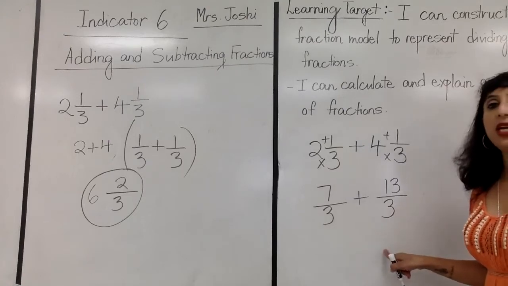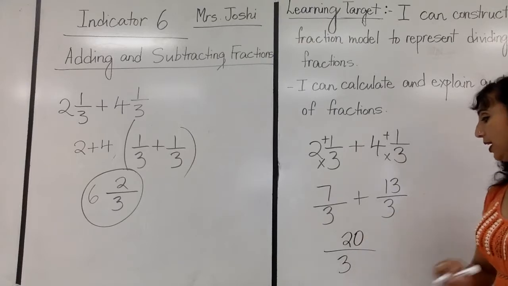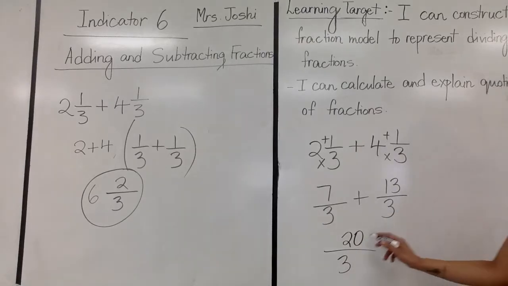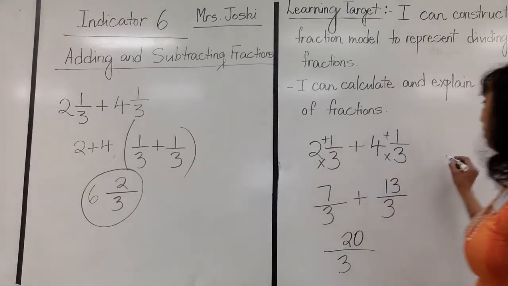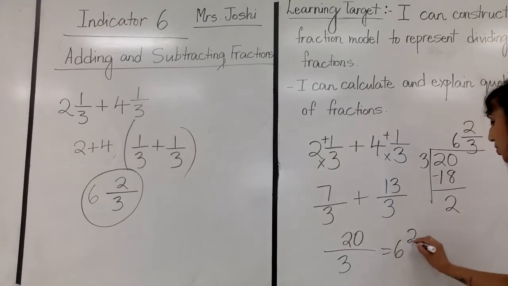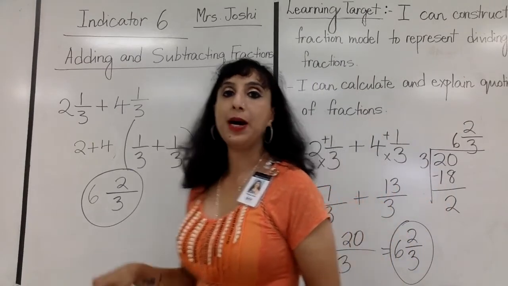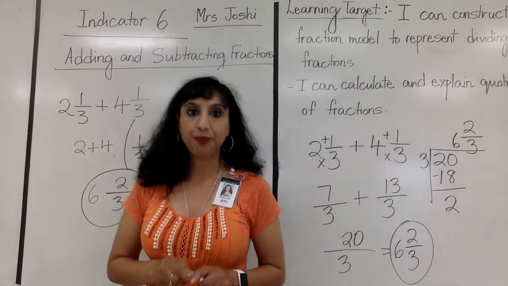And then, since now the denominators are the same, I just add 7 plus 13 and I get 20. And then when I divide 20 by 3 and I am finding the mixed number, this is basically what I'm doing, 20 divided by 3. And 6 times 3 is 18 and I get a remainder of 2. So this 2 becomes my numerator and my denominator is going to be 3. So 6 and 2/3. So as you can see, whether I do it this way or I do it this way, my sum is going to be the same.